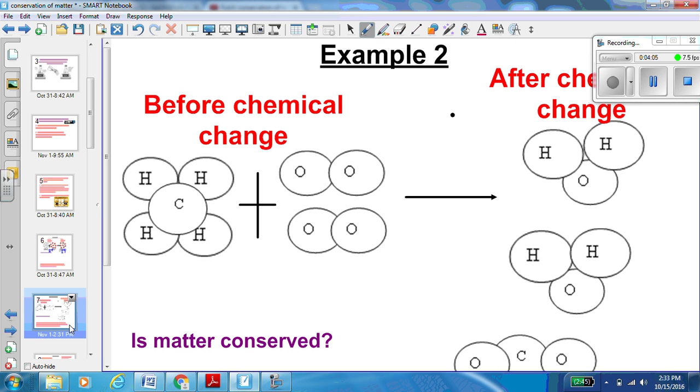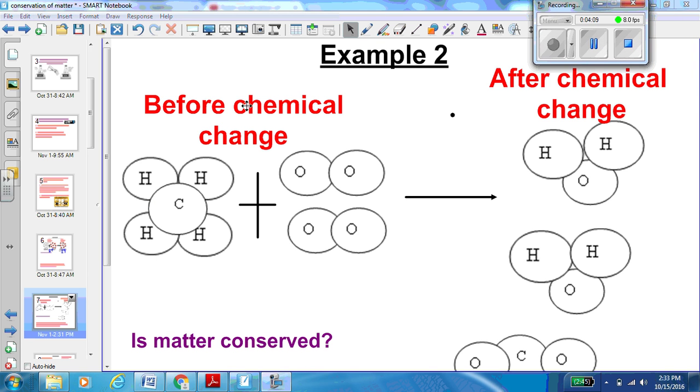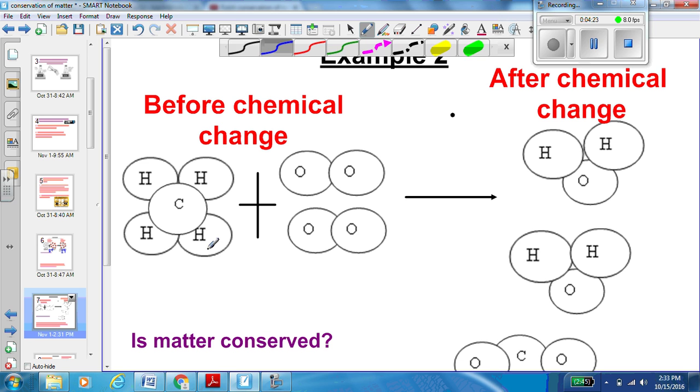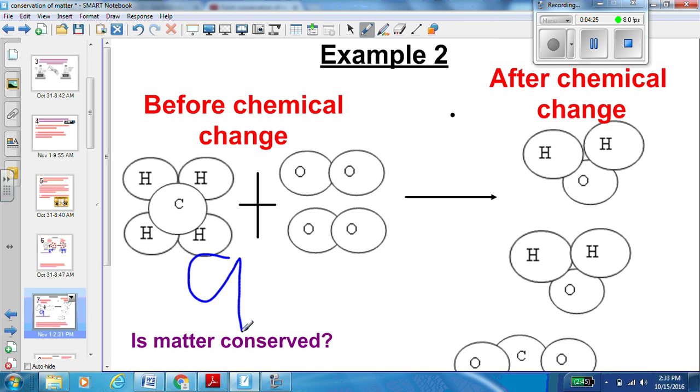Okay? Example 2, same scenario here. I've got before the chemical change has occurred. This is what I'm starting with. Okay? I've got 1, 2, 3, 4, 5. Okay? 5 atoms here. 6, 7, 8, 9. So I'm starting with 9 total atoms. Okay? That's how many atoms I have before this chemical change occurs.